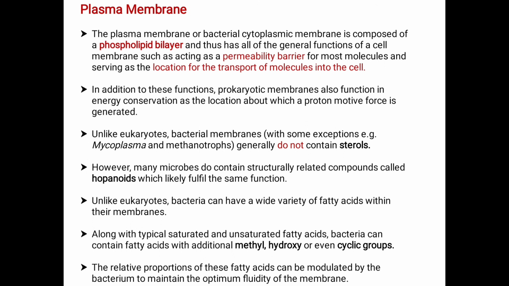Unlike eukaryotes, bacteria can have a wide variety of fatty acids within their membranes. Along with the typical saturated and unsaturated fatty acids, bacteria can contain fatty acids with additional methyl, hydroxyl, or even cyclic groups. The relative proportion of these fatty acids can be modulated by the bacterium to maintain the optimum fluidity of the membrane.